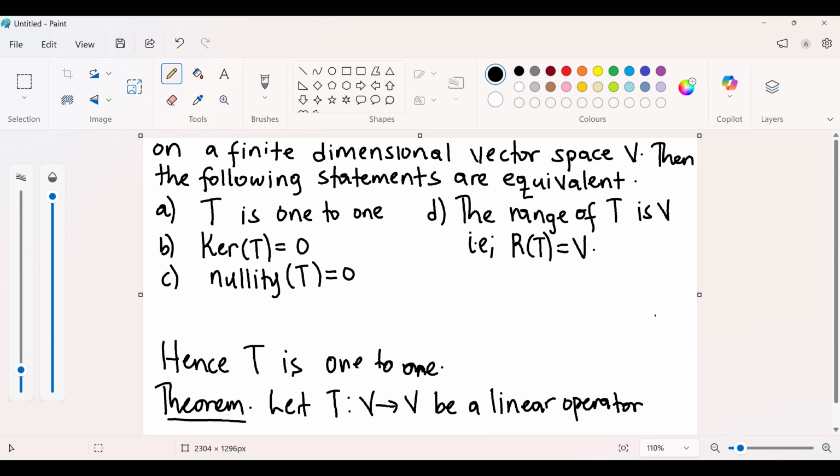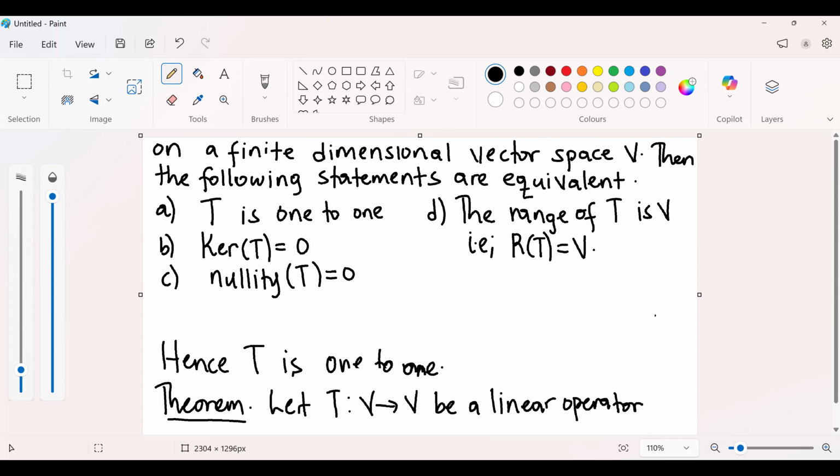So that's why I was saying that I'm not going to prove this theorem, because it is a bit obvious. You have a linear operator, a map from the same thing to the same thing. So we say that the following statements are equivalent. What does that mean? That part A is equivalent to part B, part B is equivalent to part C, and part C is equivalent to part D.